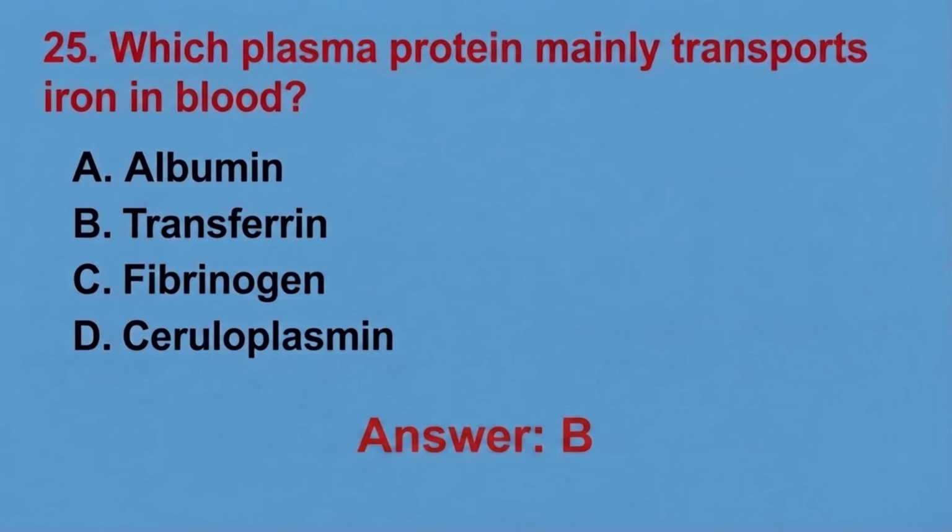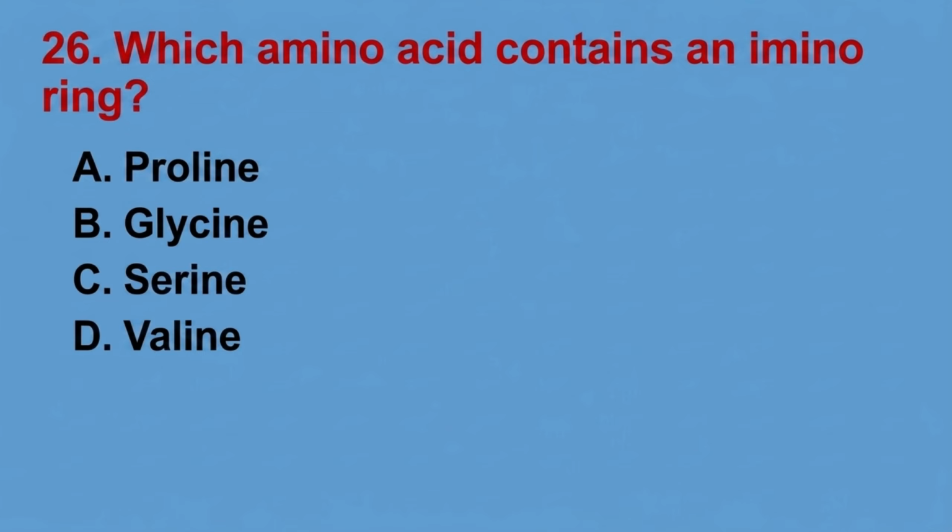Let's go to question 26. Which amino acid contains an imino ring? A. Proline. B. Glycine. C. Serine. D. Valine. You have 5 seconds.